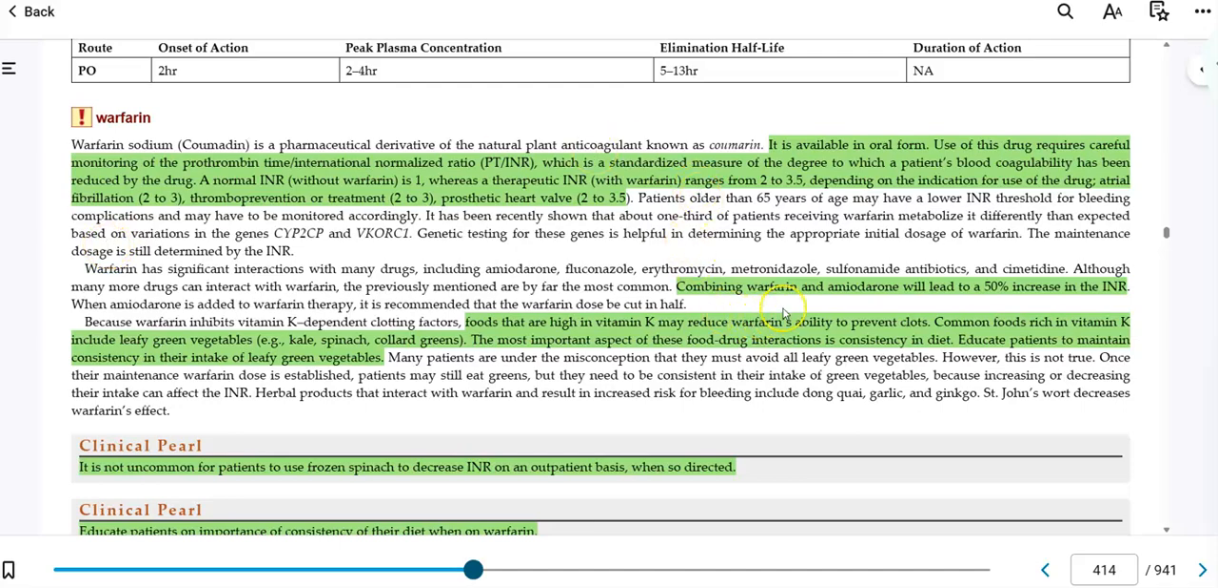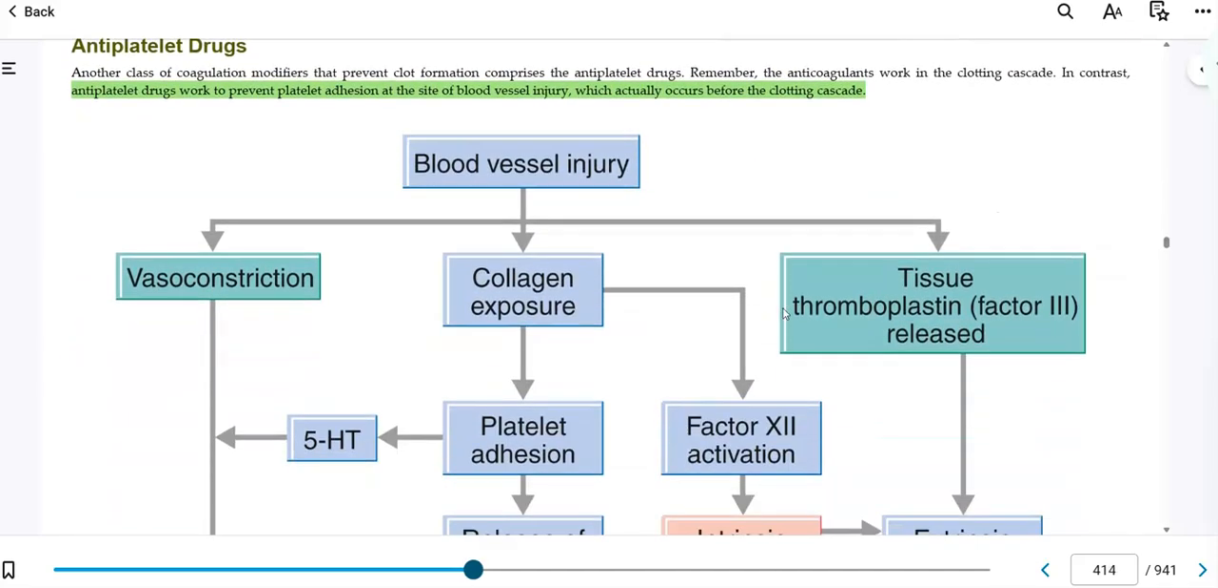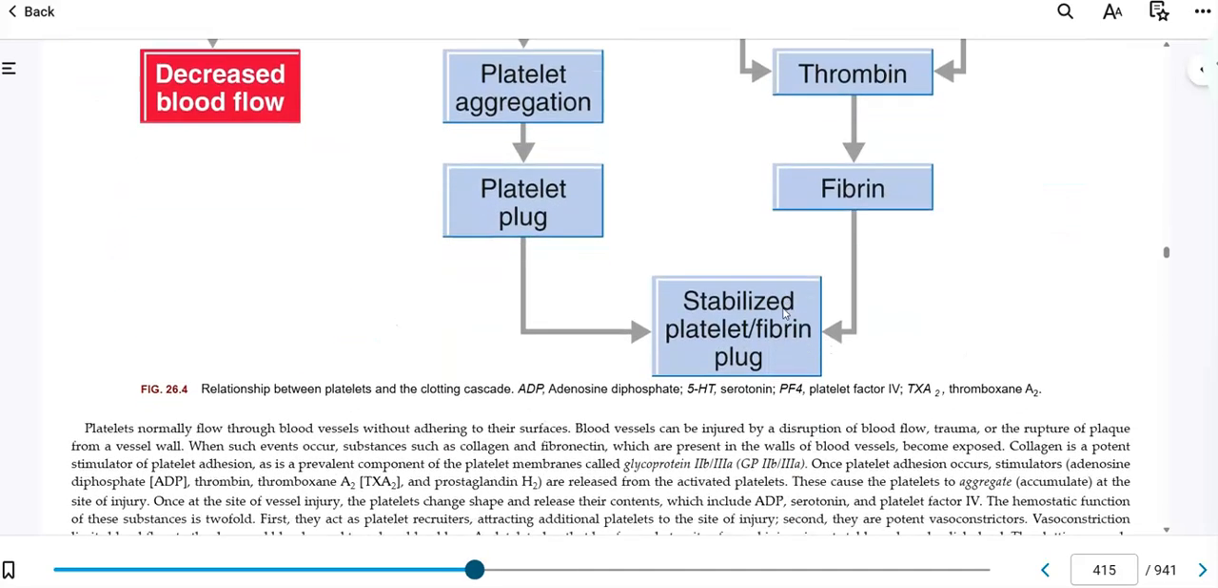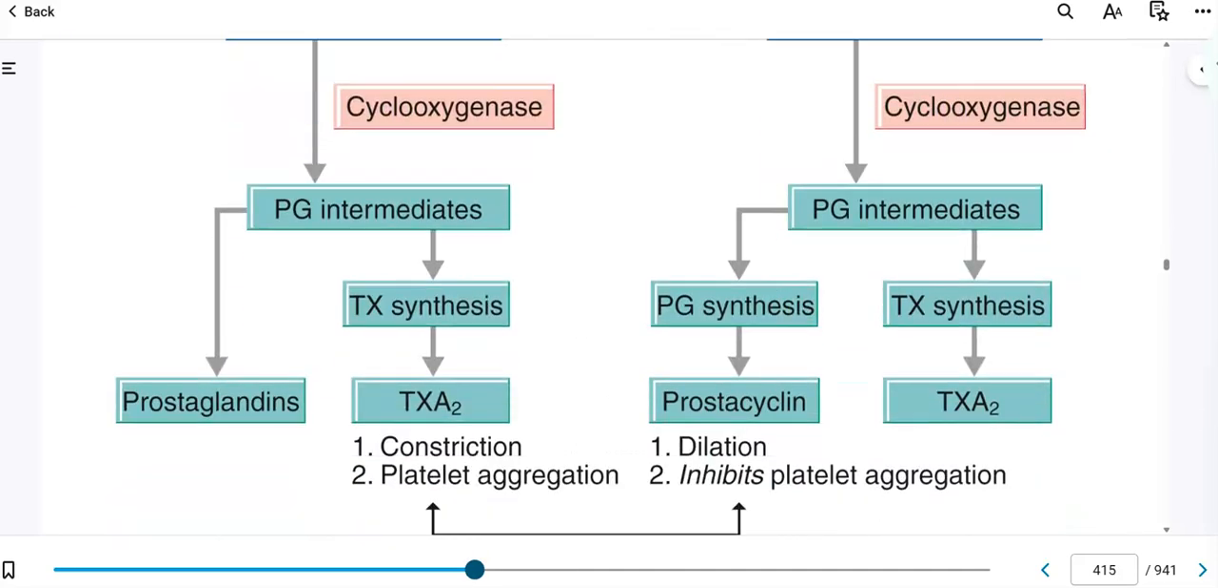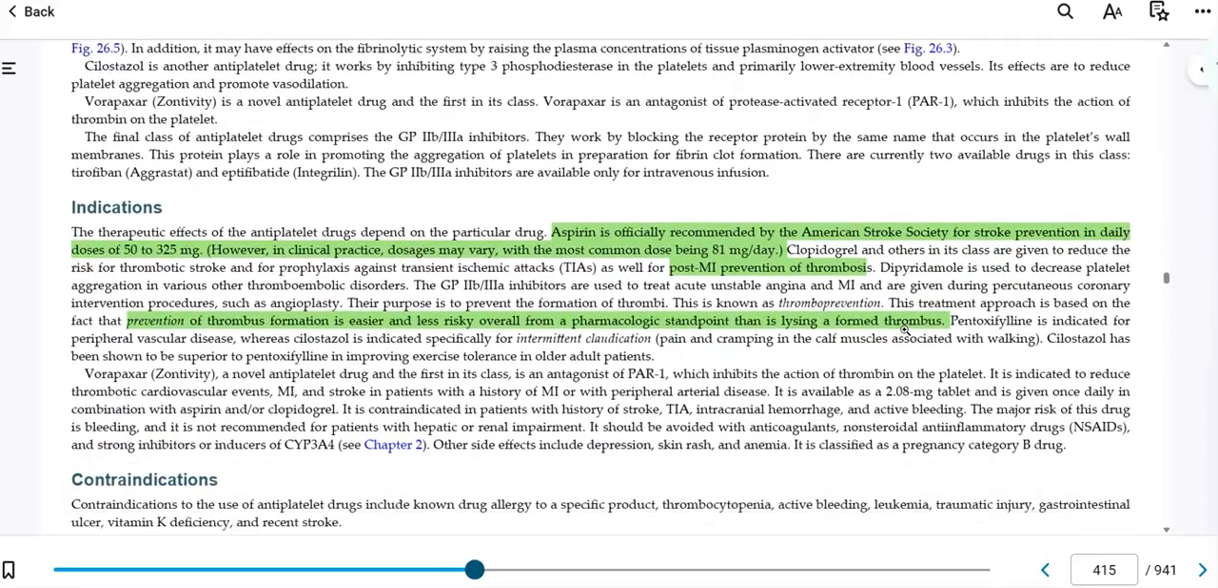My next group of drugs are my antiplatelet drugs, and they do exactly that. They prevent platelet formation. They usually work at the site of a blood vessel injury, and that occurs before the clotting cascade actually happens. So it breaks up that cascade by prohibiting where that vessel wall has my injury.